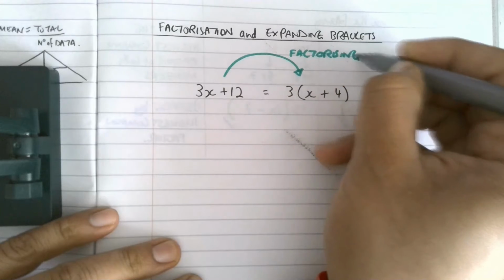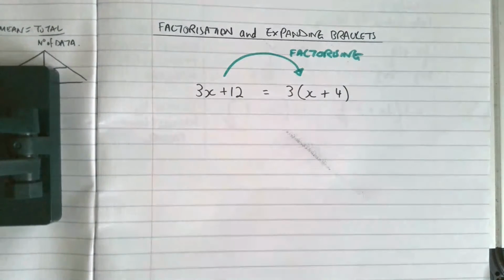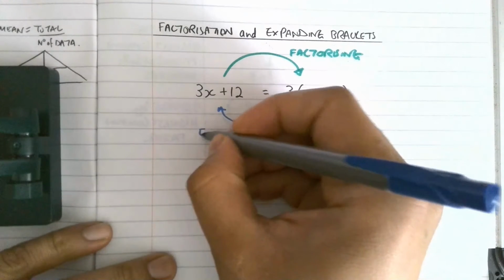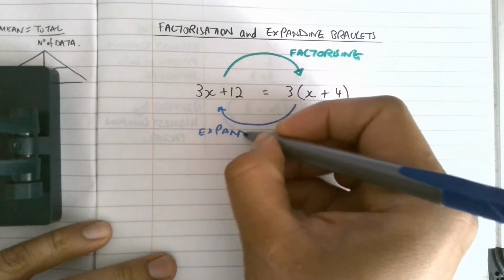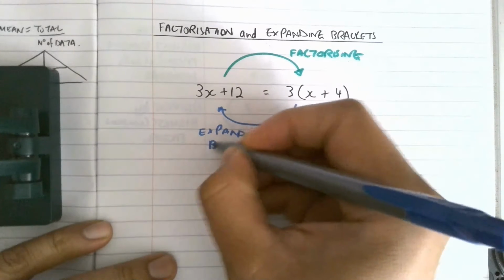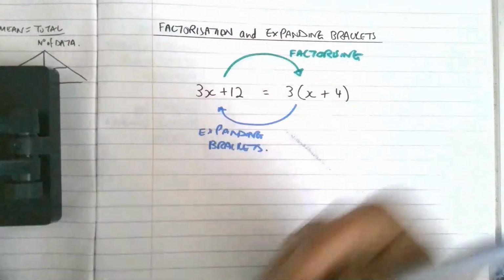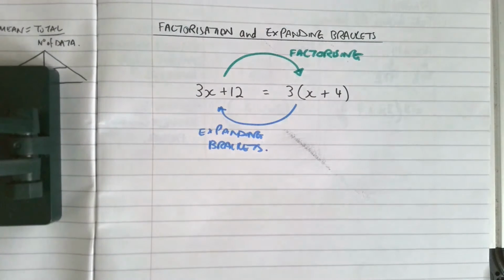But when we go from the right hand side expression back to the left hand side expression, that's known as expanding brackets. So the two topics are linked. Expanding brackets and factorizing are linked.